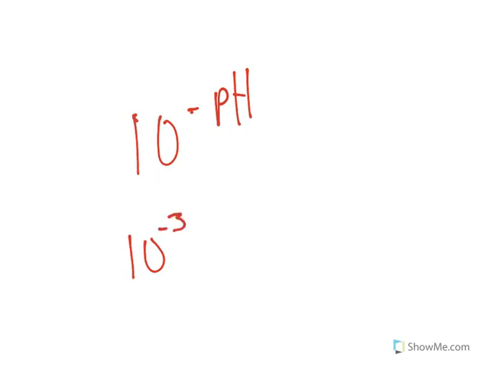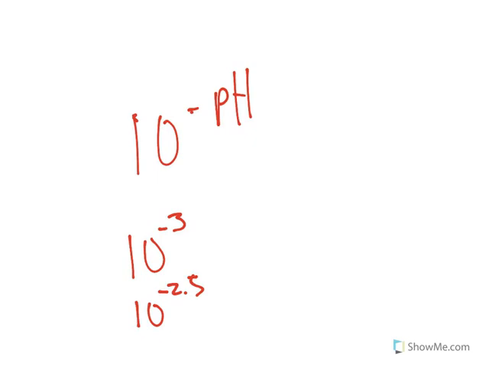Now let's suppose we know the pH and we want to know what the H plus concentration is. To find the H plus concentration given the pH, what we're going to do is simply 10 to the negative pH equals the H plus concentration. So let's say that the pH was 3, so 10 to the negative 3 would be our H plus concentration. Or let's say the pH was 2.5, we'd say 10 to the negative 2.5, punch that in our calculator, and it would give us the H plus concentration.